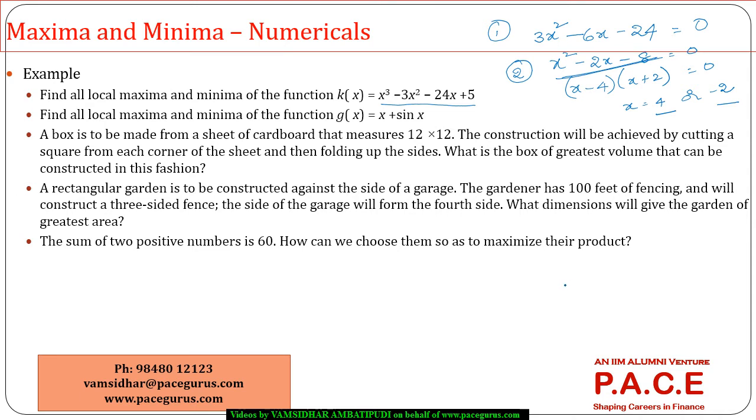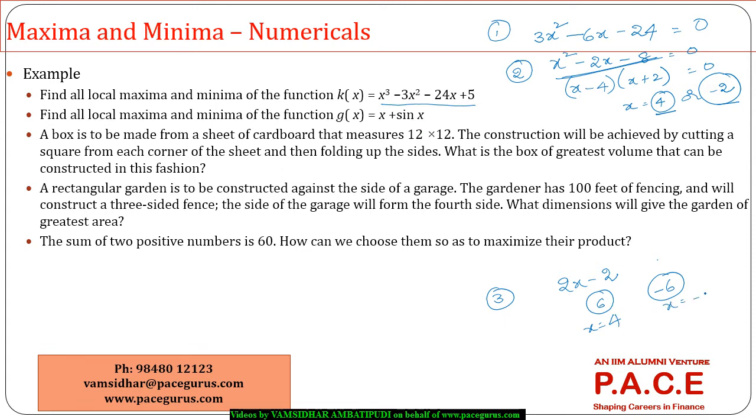What is the second derivative of this? It is 6x minus 6, which simplifies the expression as 2x minus 2 after dividing out the common factor. So the second derivative is 2x minus 2. Now substitute both the critical points. If I substitute 4 in this, 2 times 4 is 8, minus 2, making it 6. Whereas if I substitute x equal to minus 2, minus 4 minus 2, it is minus 6. So when I substitute x equal to 4, I get 6.